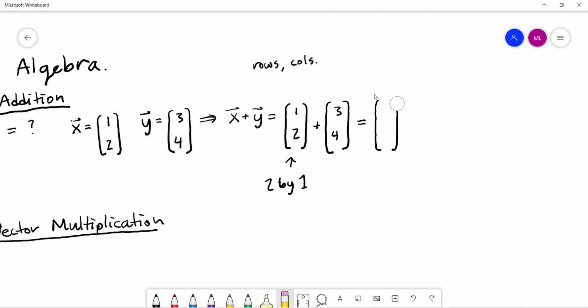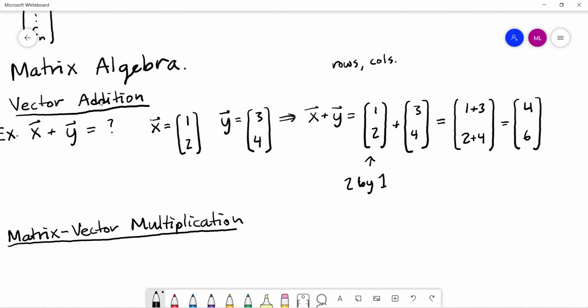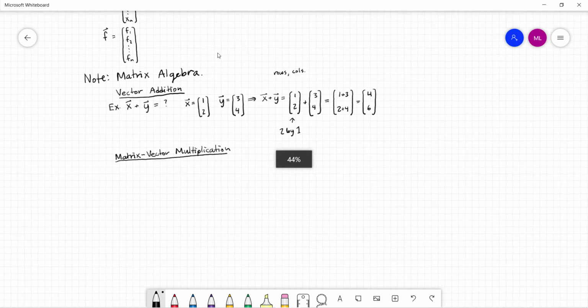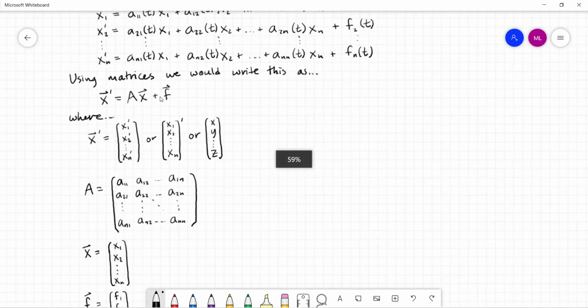In fact, let me make it extra foolproof here. We're going to have 1 plus 3 as the top entry and 2 plus 4 as the bottom entry. So the result of that is we'll get a 4 on top and a 6 on the bottom. So that's how you add two vectors. We can do that, again, hypothetically. That's the role that we're doing right here.